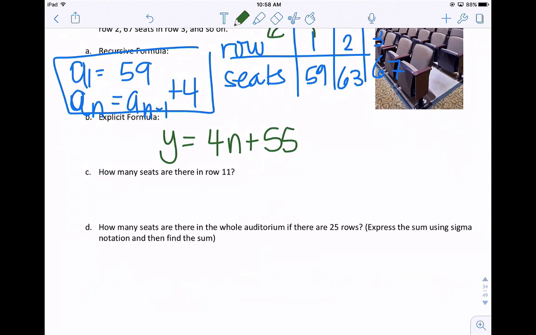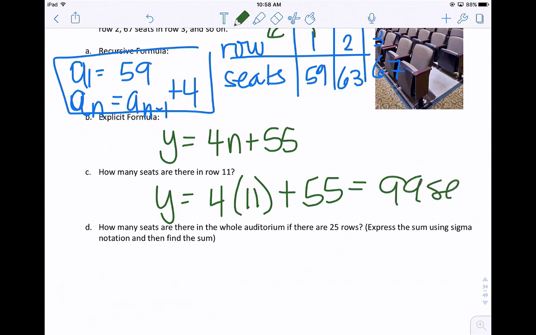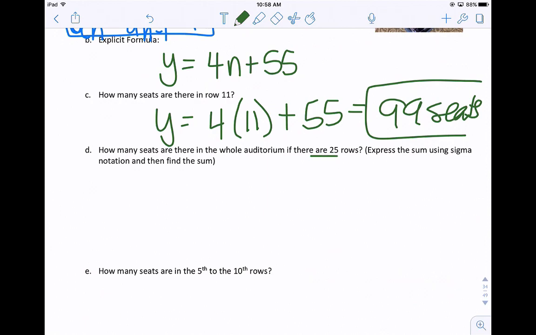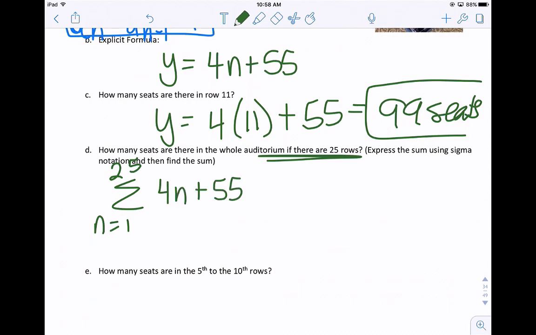How many seats are there in row 11? Let's use the explicit. That's easier. So that would be 99 seats in row 11. How many seats are there in the whole auditorium? There are 25 rows. All right, here's the sigma notation. So start with row 1, go to row 25. Here's our rule. But we want the sum.